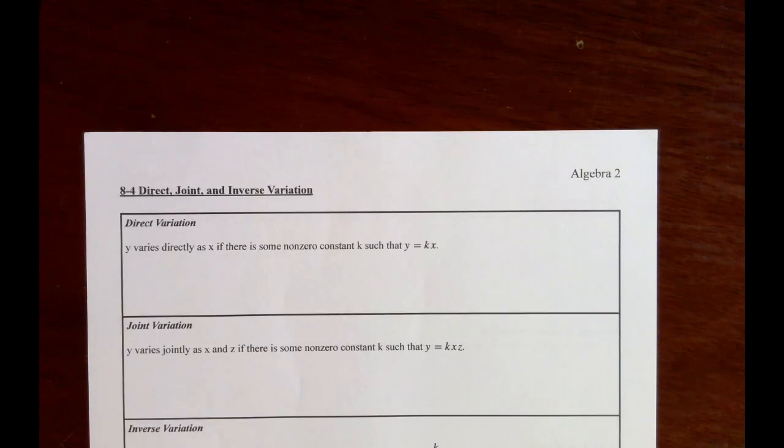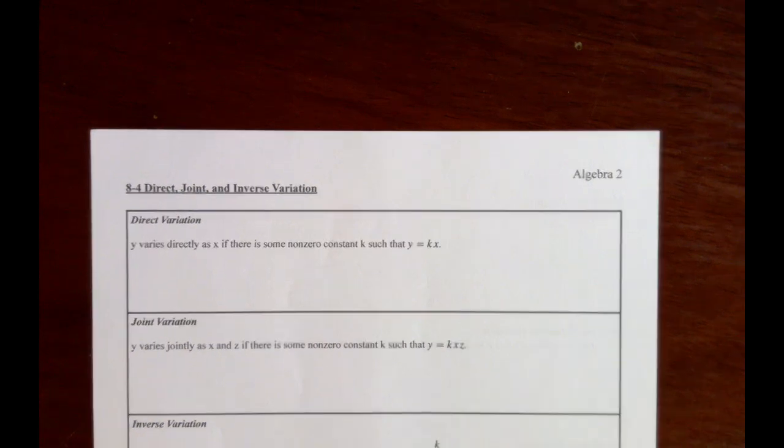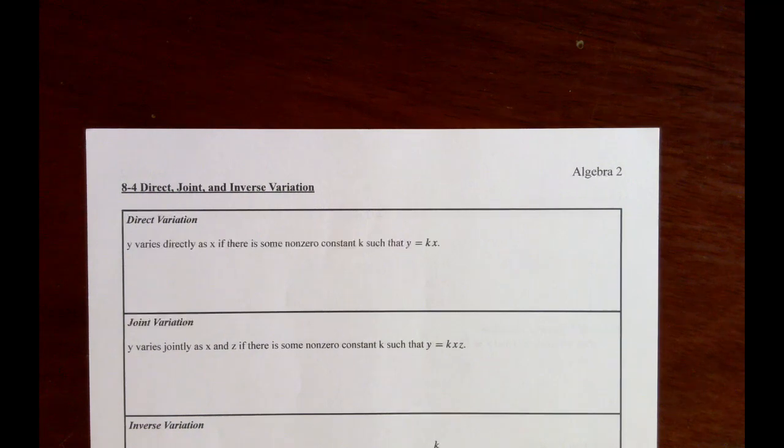Hi guys, so today we're going to be doing direct, joint, and inverse variation, and you've seen it before. The book is just going to introduce to you an extra way, or a new way, of solving for them, but it is completely up to you whether you want to use the old way you've learned or this new way, okay?